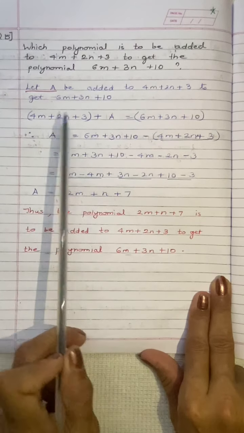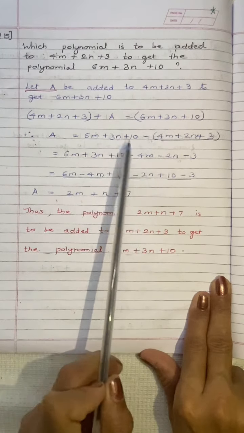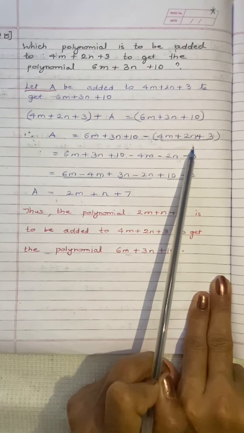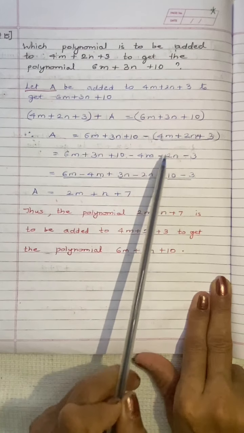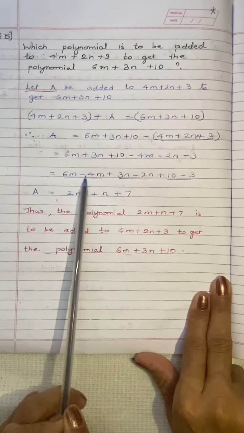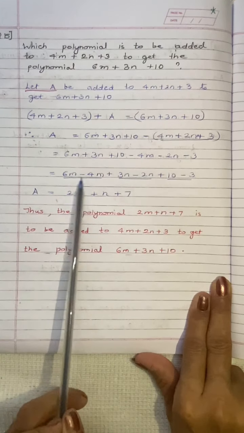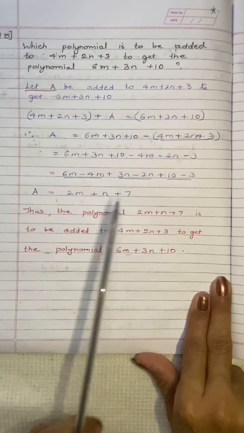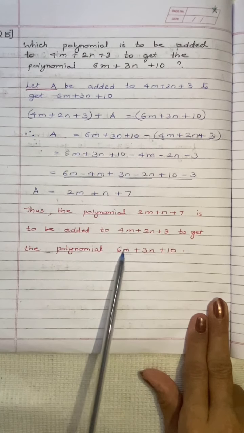So a is equal to this, we will take it to the right hand side to subtract. So 6m plus 3n plus 10 will be as it is, minus this expression, all the terms inside the brackets, the sign will change. So this will be minus, this will be minus, and this also will be minus. Bring the like terms together, 6m minus 4m, 3n minus 2n, and 10 minus 3. 6m minus 4m is 2m, 3n minus 2n is n, and 10 minus 3 is 7. Thus the polynomial 2m plus n plus 7 is to be added to this to get the polynomial 6m plus 3n plus 10.